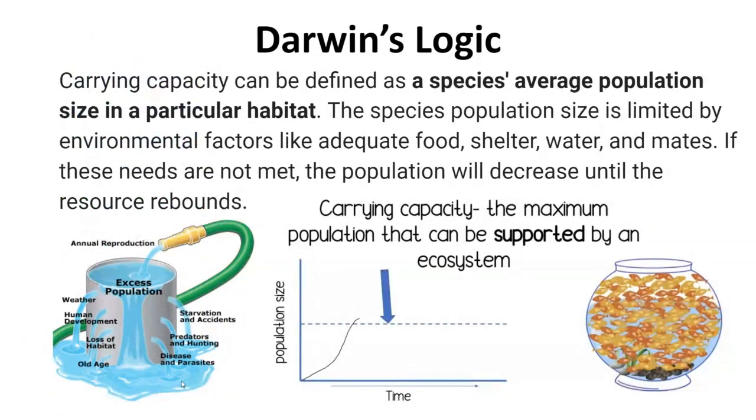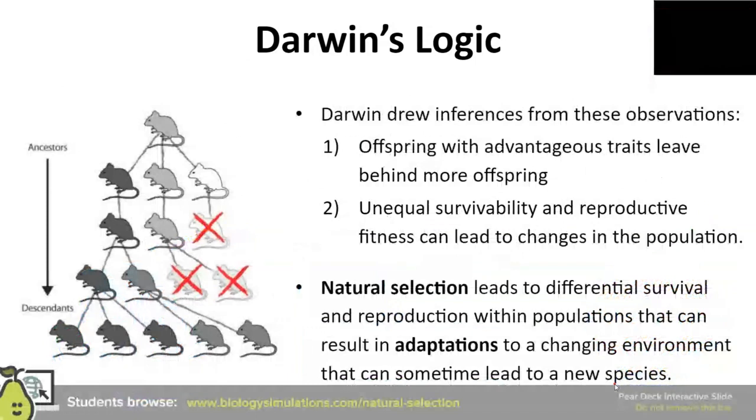This is the average size of a population that can survive in a given habitat due to the resources available. So if there's plenty of food, plenty of water, plenty of space, the carrying capacity for that population might be higher than, say, on a tiny island without as many resources. In this instance, we're talking about fish inside of a fishbowl. It would have a very small carrying capacity.